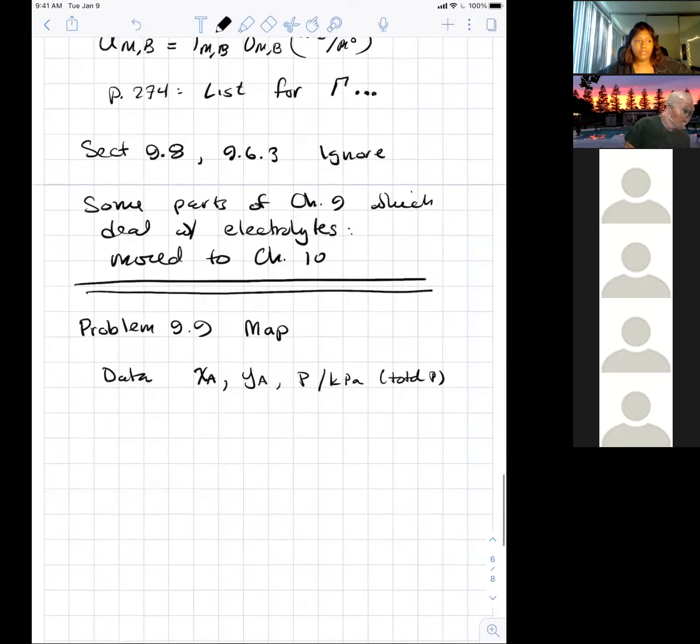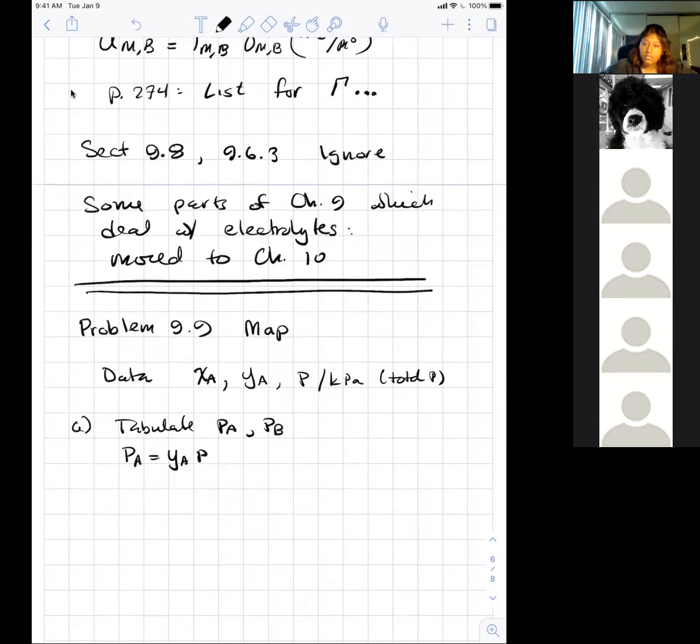So let's map out quickly what this problem is asking us to do. First thing it's asking us to do is tabulate the partial pressures of A and B. Okay, and of course the way we find this, right, and now we see why we use the Y for the mole fraction of vapor, rather than other books I've seen use an X with a V on it, and it's just not.